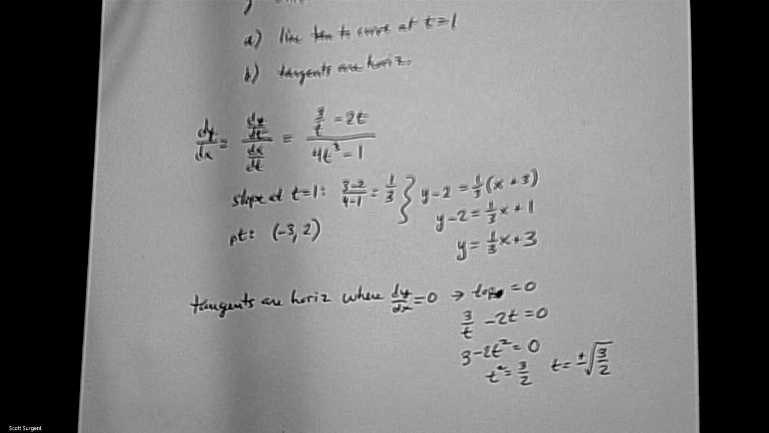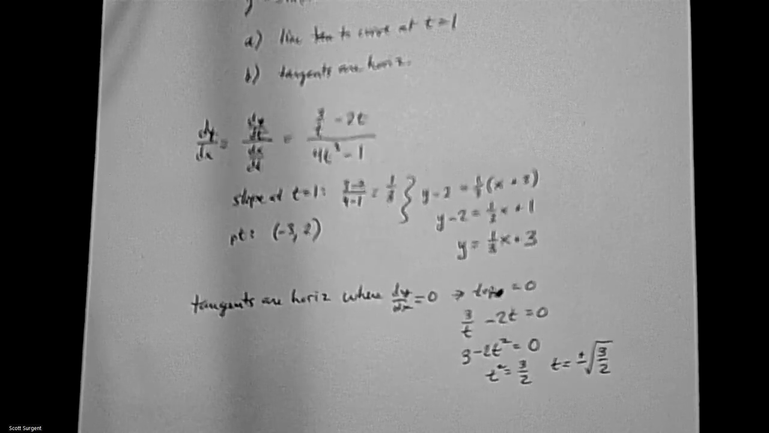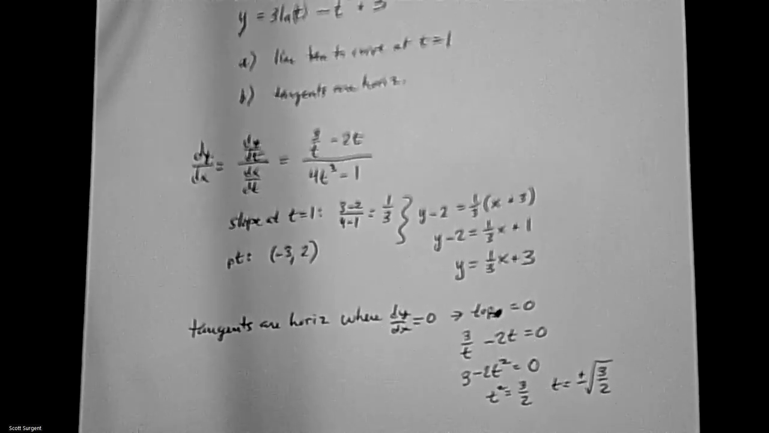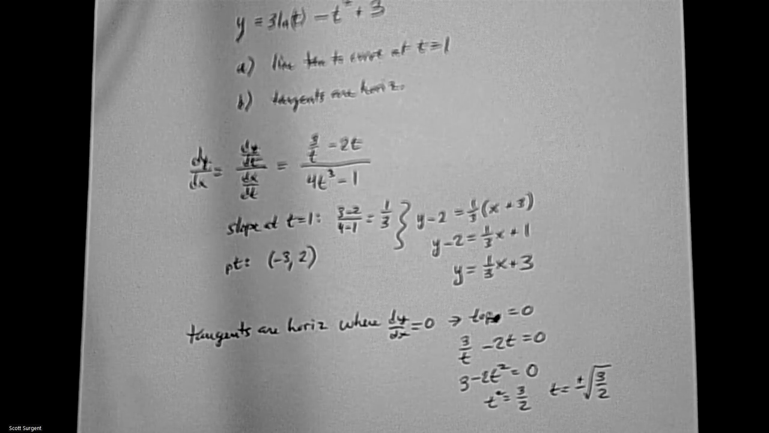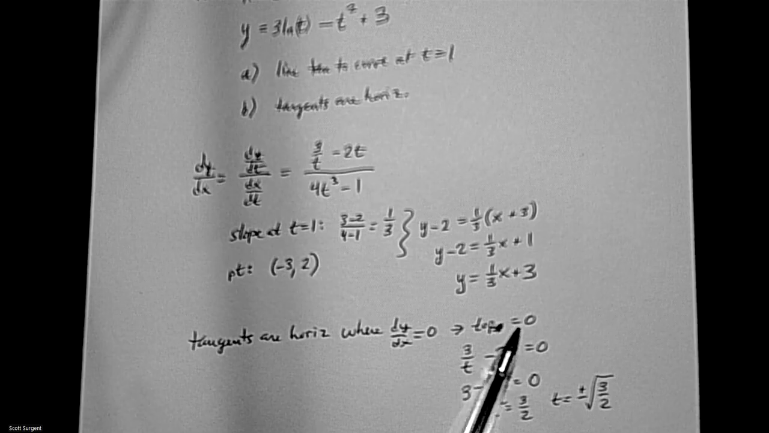Shannon had a question in the chat for 9-2, number 2. You're thinking it may be the wrong answer on the sheet, so let's take a look. Before I do that, does that help with this question? Yeah, it does. One thing I want to mention is that when you're looking for where the tangents are horizontal, you set the top to 0. You also have to make sure that it doesn't make the bottom 0.